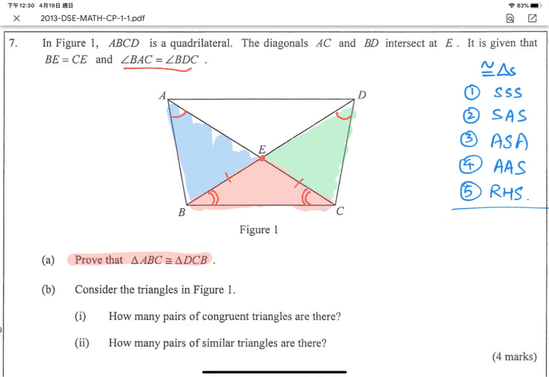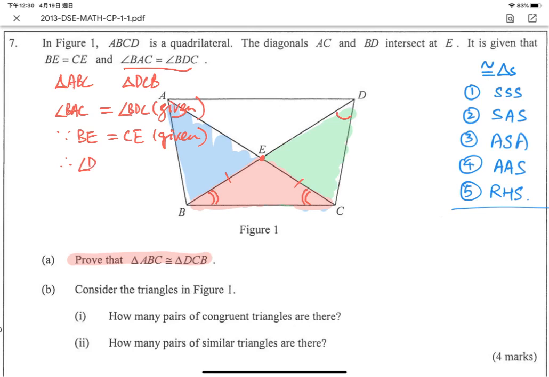If we want to prove triangle ABC and triangle DCB congruent, we have the first pair of corresponding angles equal: angle BAC equals angle BDC, which is given by the question. And also since BE equals CE, we have the base angles equal. This is given, and therefore we have angle DBC equal to angle ACB. Okay, so this is base angles of an isosceles triangle.